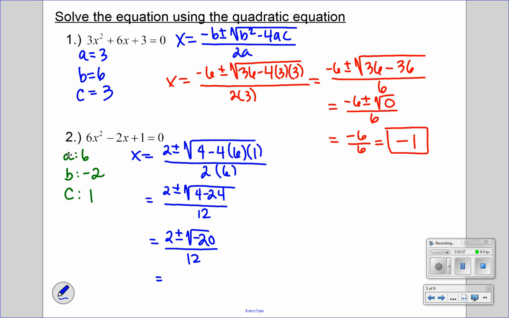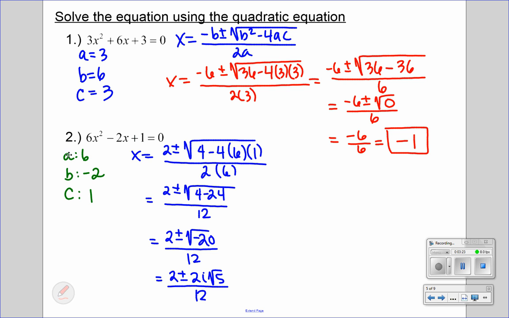And we have to simplify that radical, so we get 2 plus or minus 2i square roots of 5 over 12. Because when we simplify the radical square root of negative 20, it's 5 times 4, so we take out that 2 and our i.